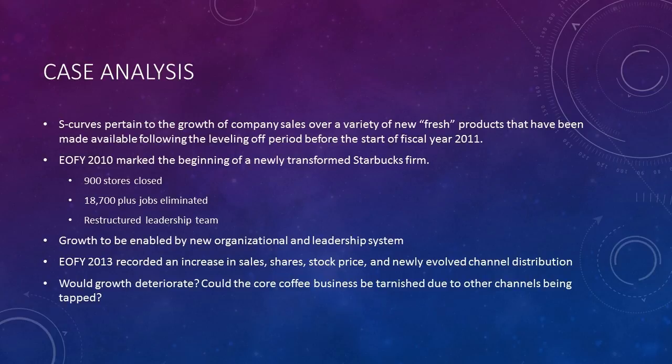Starbucks Corporation. Over 900 stores were previously closed, 18,000 jobs were eliminated, and Howard Schultz restructured the leadership team for his firm. The growth to be enabled was by a new organizational and leadership system. And at the end of fiscal year 2013, there was a recorded increase in sales, shares, stock price, and a newly evolved channel distribution was implemented.